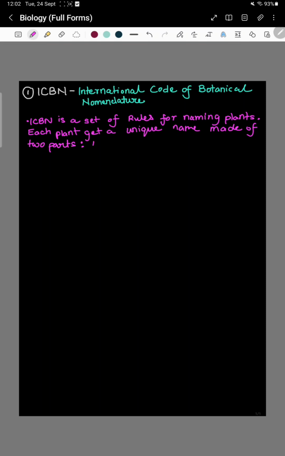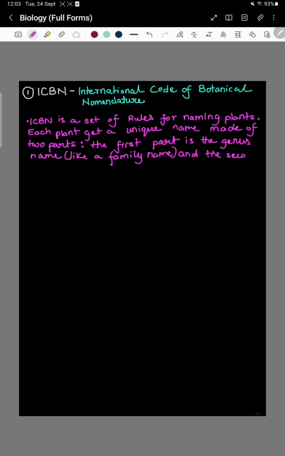The first part is the genus name, like a family name. And the second part is the species name.